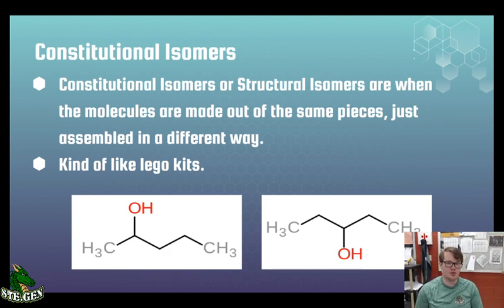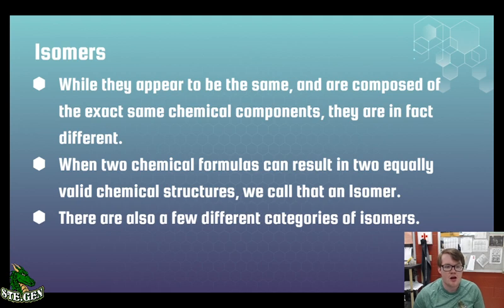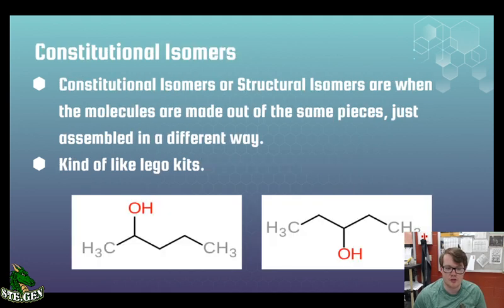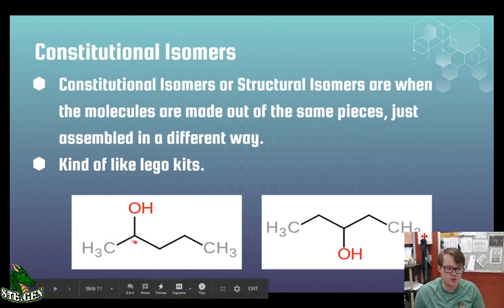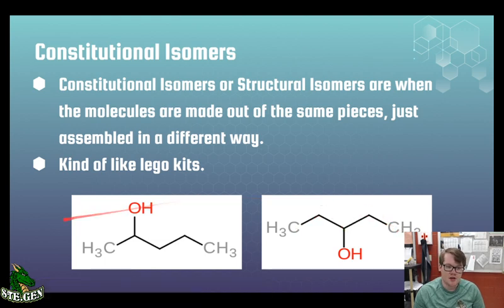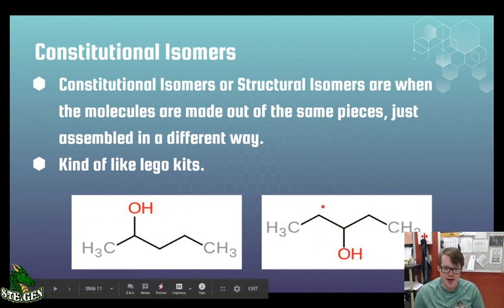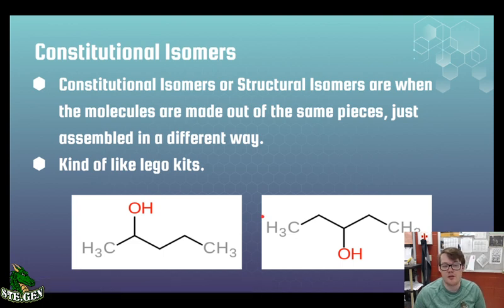So we said isomers, just to make sure that we're all on the same page again, are when two chemical formulas can result in equally valid chemical structures. So take these ones, for example, here. They're both made out of 1, 2, 3, 4, 5 carbons, and then 1, 2, 3, 4, 5 carbons. They both have an oxygen, and if we add up the hydrogens, we would also find that the hydrogens are equal between these. So they would have the same chemical formula, but they're actually different.